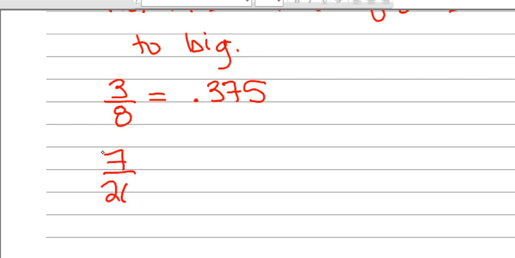Seven over 20. I think I did do that one. Yes, I did do that one. If you look back in the prior video, that was 0.35. So I've got 0.375, 0.35, and 0.36. So let's see how these line up.